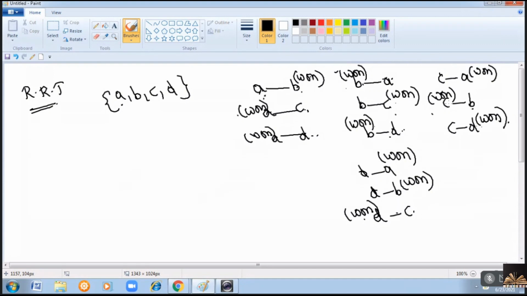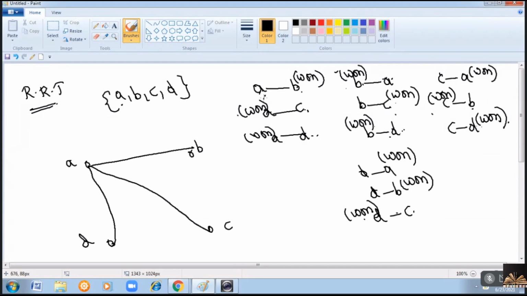Now, you can represent it in the form of a graph. As there are how many teams? 4 teams are there. A, B, C, D. So, A should play with B. A has to play with C. A has to play with D. Now, when A and B played the game, who won the game? B won the game, right? So, when B won the game, there should be an edge like this. That means B defeats A or B won the game.